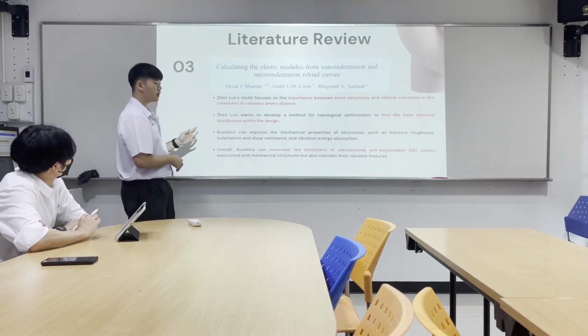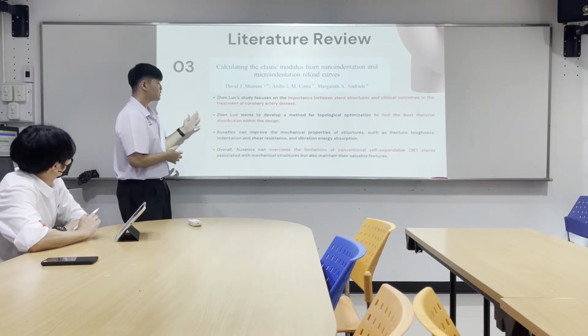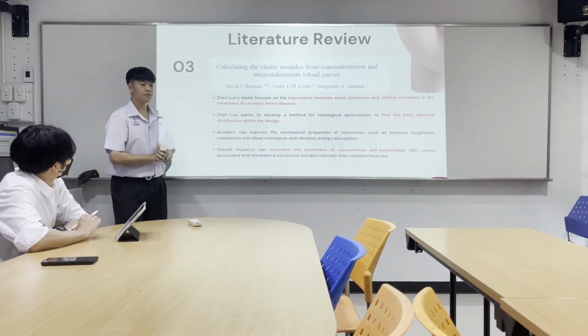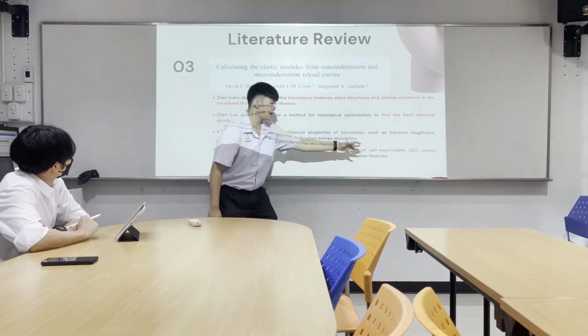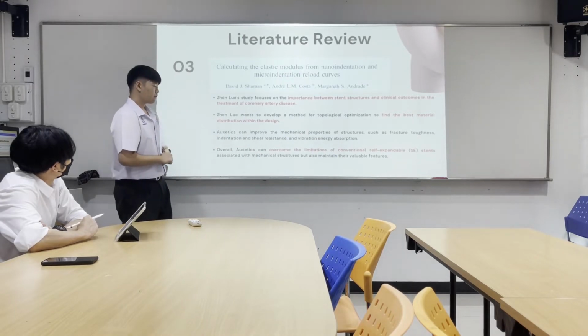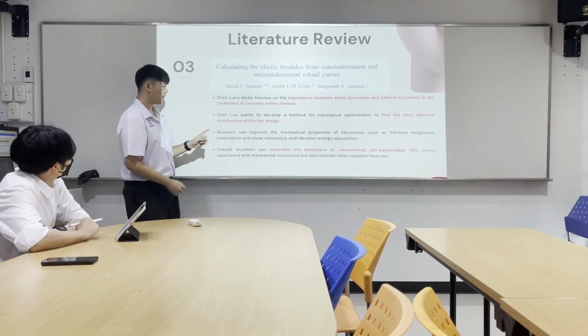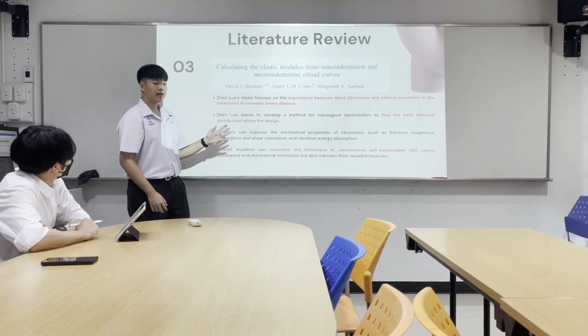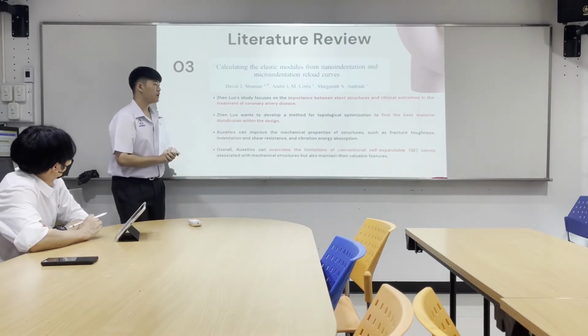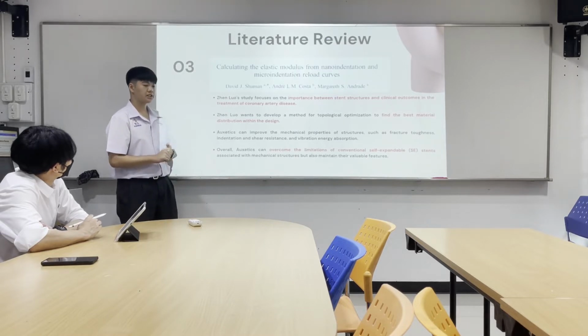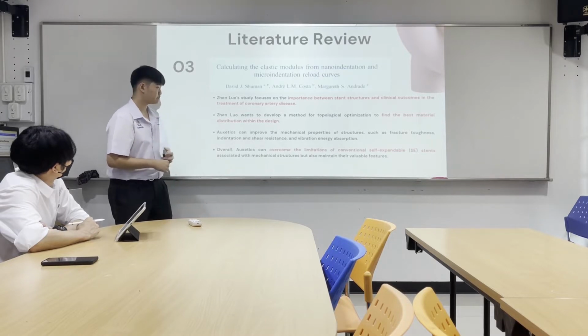The third paper is talking about the structure of the stent. The structure that they use is auxetic. They compare the auxetic structure with the normal one, the self-expandable, and they compare which one is better. The result is that the auxetic one can overcome the limitations of the conventional SE stents. We use this as a decision for which design of the stent we should use.